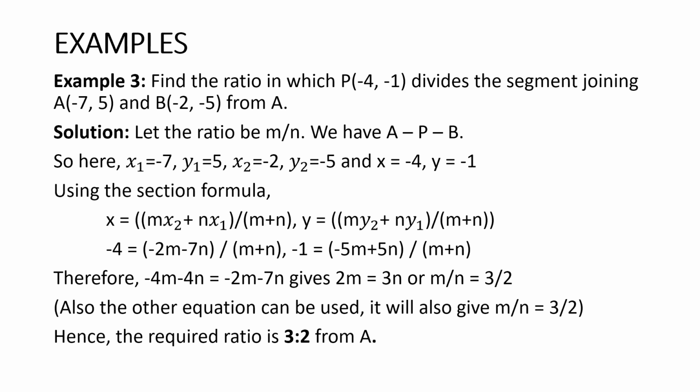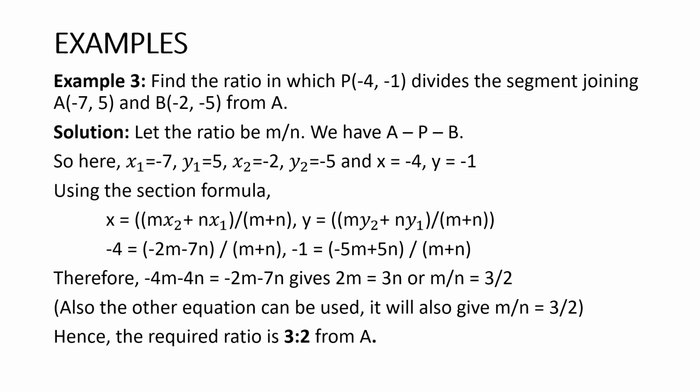Example 3. Find the ratio in which P(-4, -1) divides the line segment joining A(-7, 5) and B(-2, -5) from A. So here we need to find the ratio m is to n. So let the ratio be m upon n. Also we are given that it is from A. That means you have the first point as A, then the point which divides, which is P, and then B. So you have A, P, B.